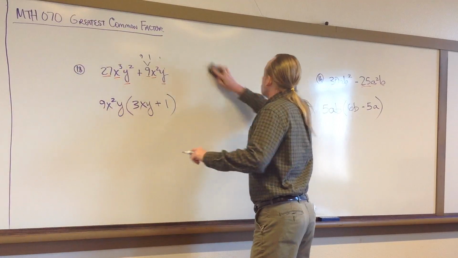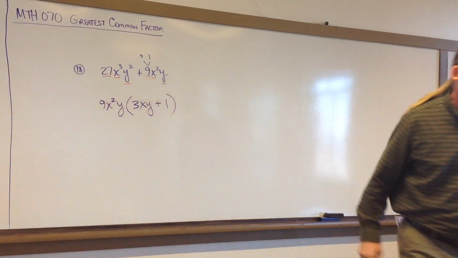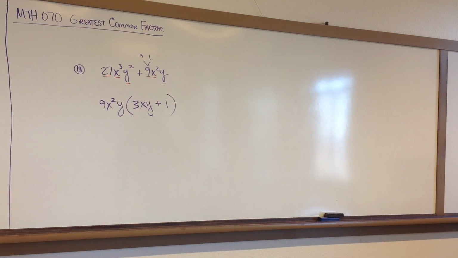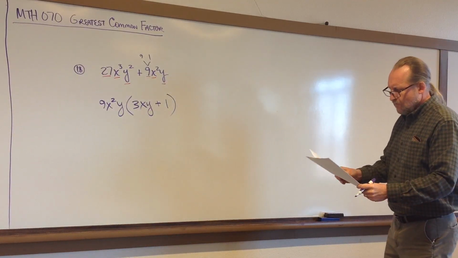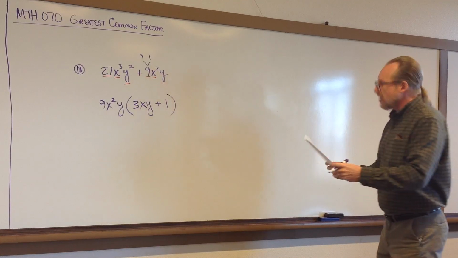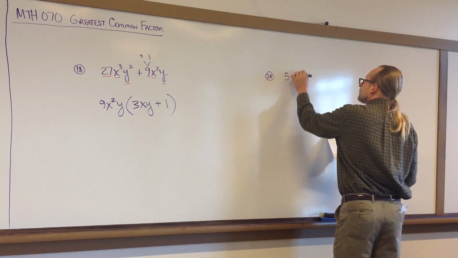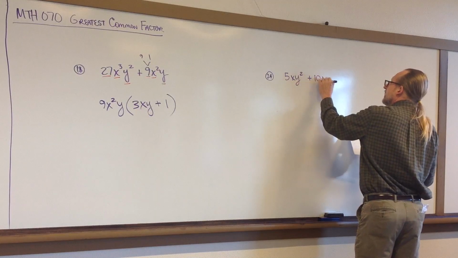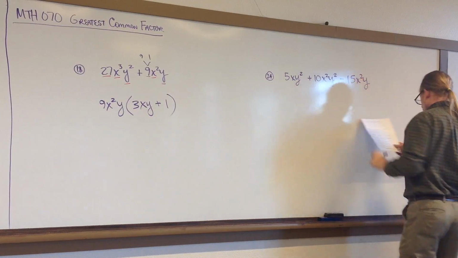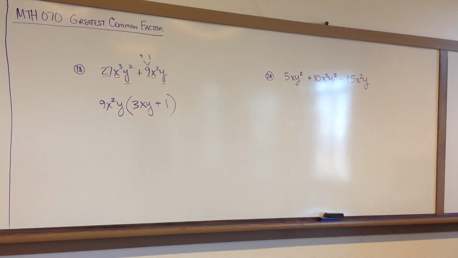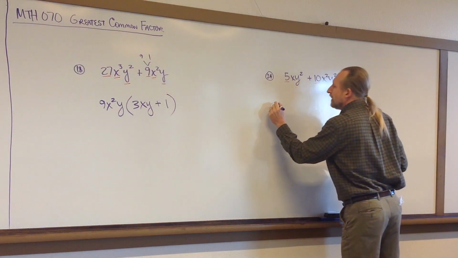All right. Let's look at a couple more here. Well, let's look at 24. Here we've got 5xy squared, 10x squared y squared, and then 15x squared y. Okay, so in the coefficients, we've got a common factor of 5.